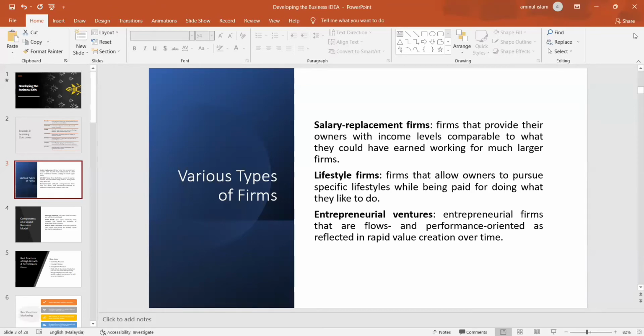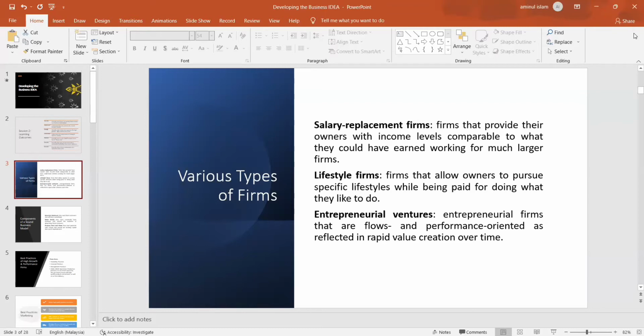The third one is known as entrepreneurial ventures. An entrepreneurial firm is basically performance oriented, and the cash flow would be flowing. You start with a low income, but slowly you go into growth and you sustain, and it gives you millions of dollars from a business. So you will have rapid growth and thus rapid value creation over time. Possibly that is what we want. Possibly that's what the government of a country wants us to do.